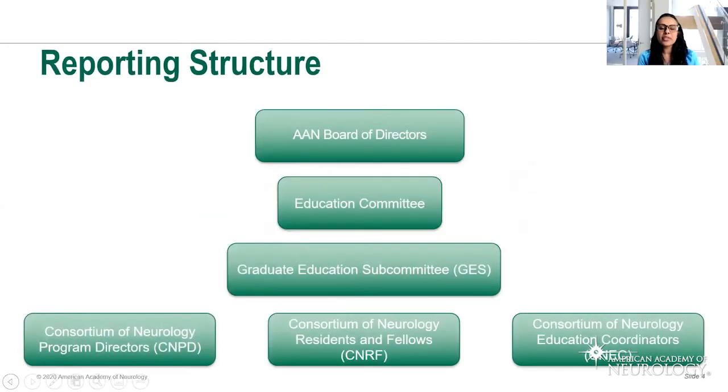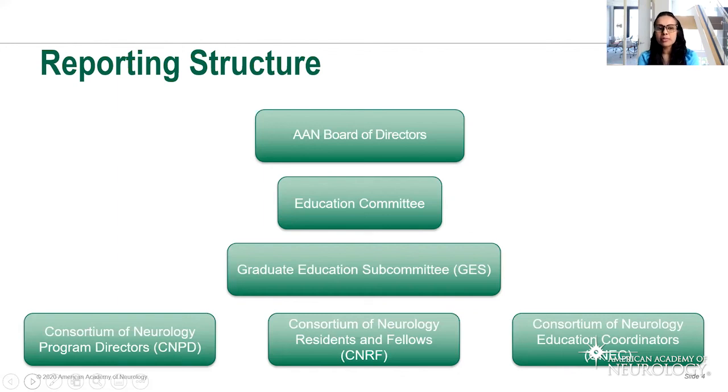All right, so Peggy, as we talked about, since this is a brand new consortium, I was just gonna give a little bit of background on the reporting structure, how we connect through the Academy and what that means. So here is some information on the three consortiums that we have under the graduate education realm. I understand for our consortium, the Consortium for Neurology Education Coordinators, it not only includes residency coordinators, but we also have our fellowship and our clerkship coordinators.